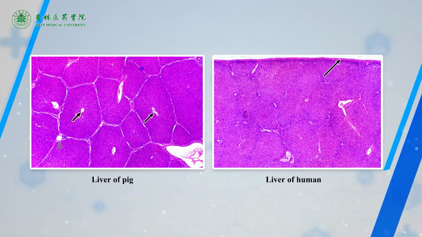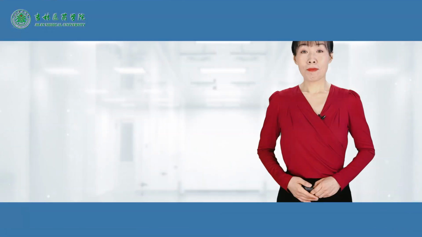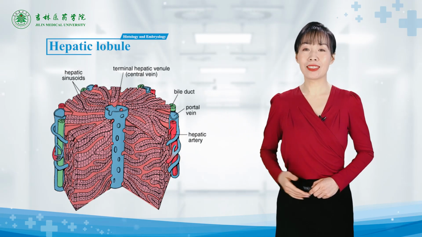In the liver of a human, the lobules are in close contact along most of their length, making it difficult to establish the exact limits between different lobules. But in certain animals, such as pigs, the lobules are separated from each other by a layer of connective tissue. Firstly, we will study the hepatic lobule.